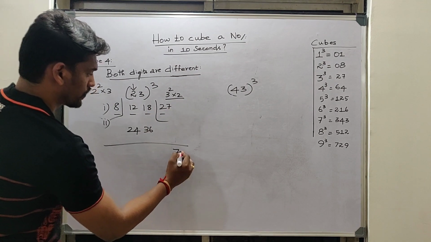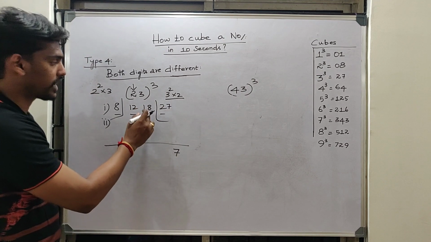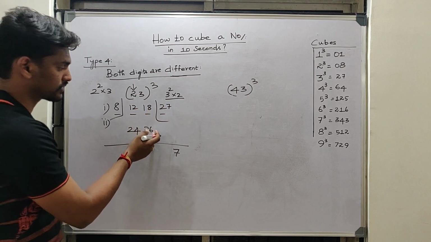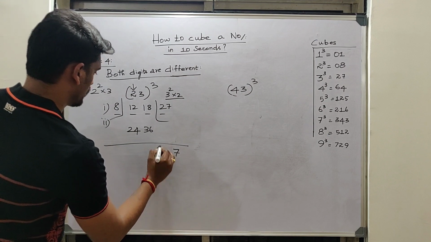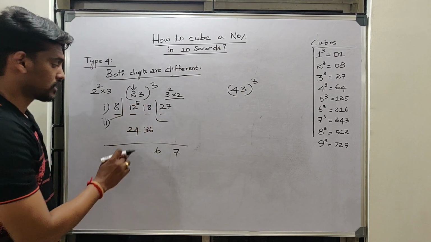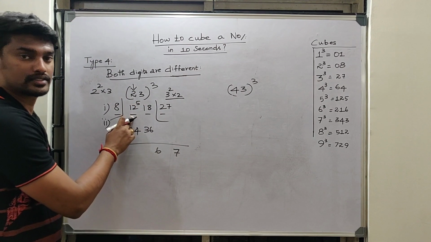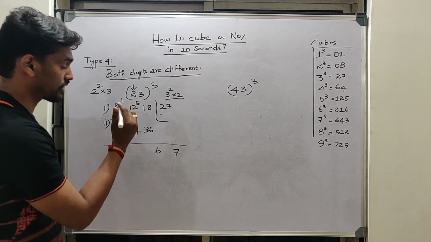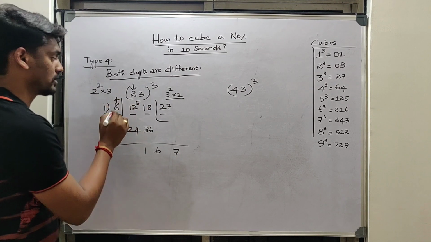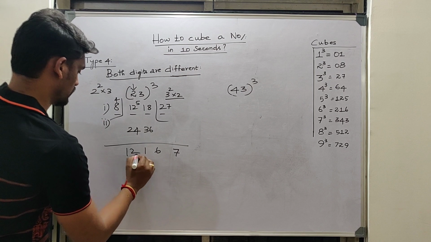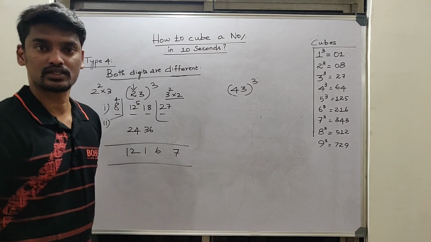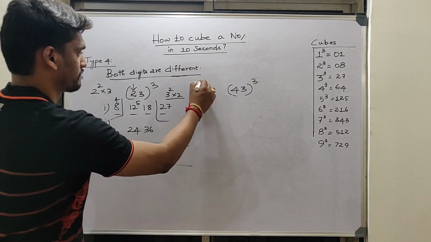So we have to write 7 over here, 2 will be carried over, so 18 plus 2, 20, 20 plus 36 it is 56. So 5 will be carried over here. So 24 plus 12 it is 36. 36 plus 5 it is 41. So 8 plus 4 it is 12. So the answer for this question is 12167.